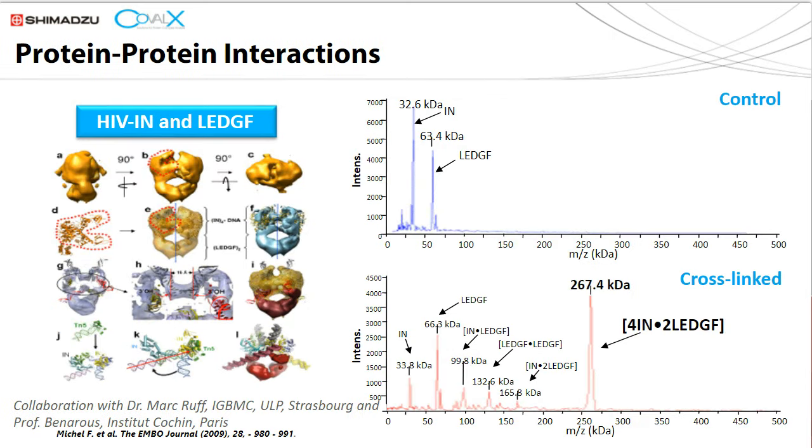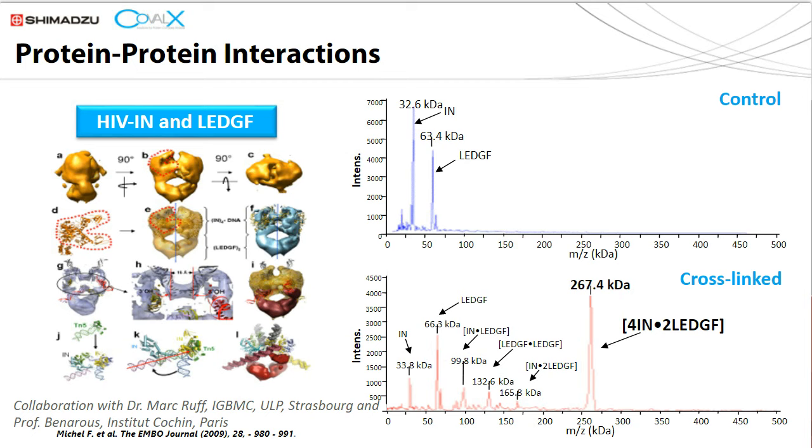Interactions, and again, there's many of these that can be shown as examples, but just a few for today's webinar. Here is an HIV integrase with LEDGF. These two were believed to be forming a complex, but again, the stoichiometry was not known. It's a non-covalent complex, so when we measure it directly in the mass spectrometer, what we see are the subunits of the complex being measured. So we see the integrase at about 33 kilodaltons and the LEDGF at about 63 kilodaltons.